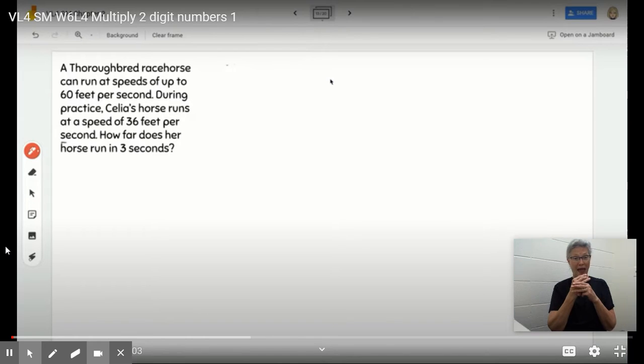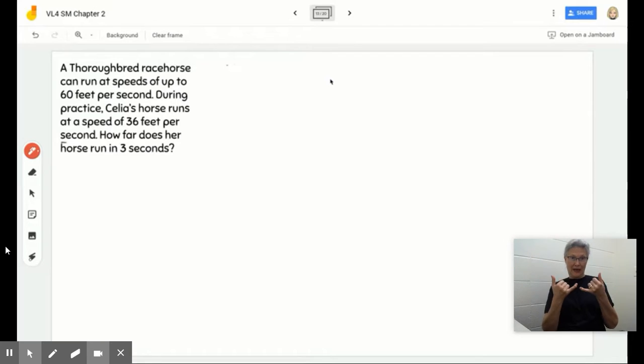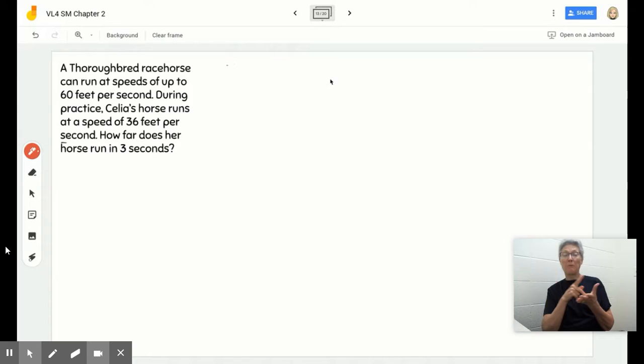Mathematicians, today we're going to read through another word problem, and so I'm just going to go ahead and get started. It says a thoroughbred racehorse can run at speeds of up to 60 feet per second. During practice, Celia's horse runs at a speed of 36 feet per second. How far does her horse run in 3 seconds?